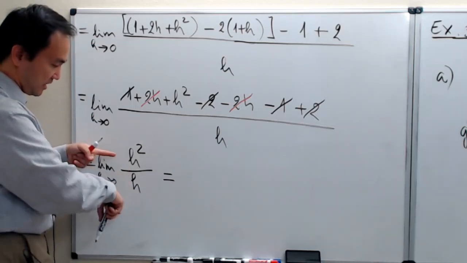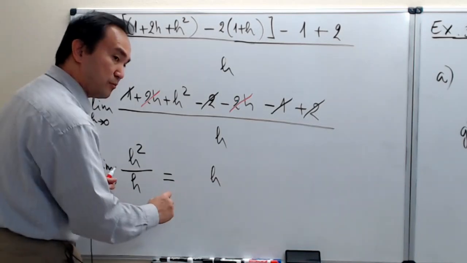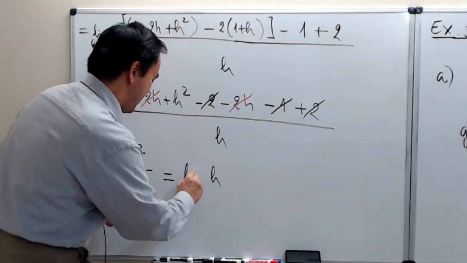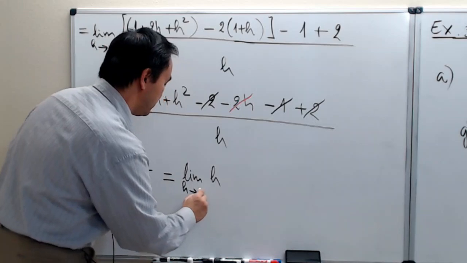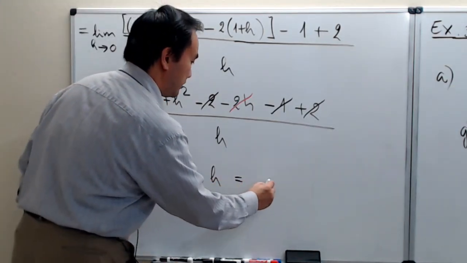Let's cancel out the h common factor here. So we consequently ended up with h, one simple term, that's the simplest function on earth. So the limit as h goes to 0. Okay, and now this will all become just 0.